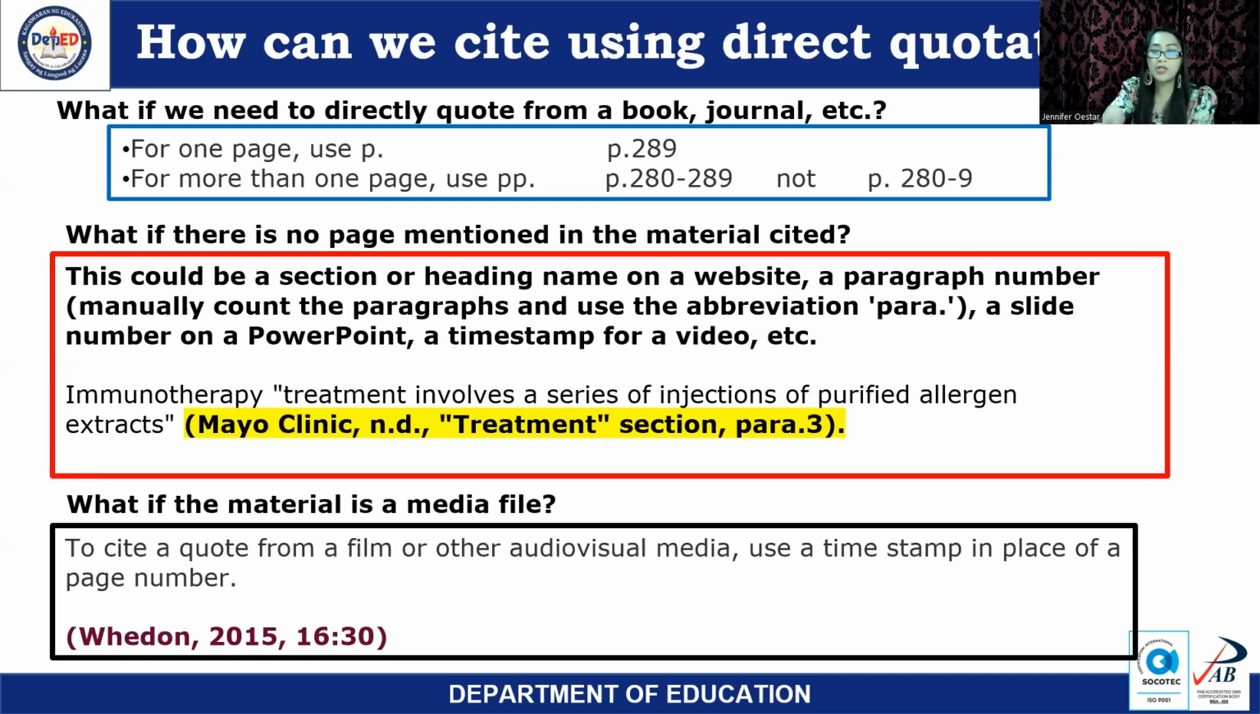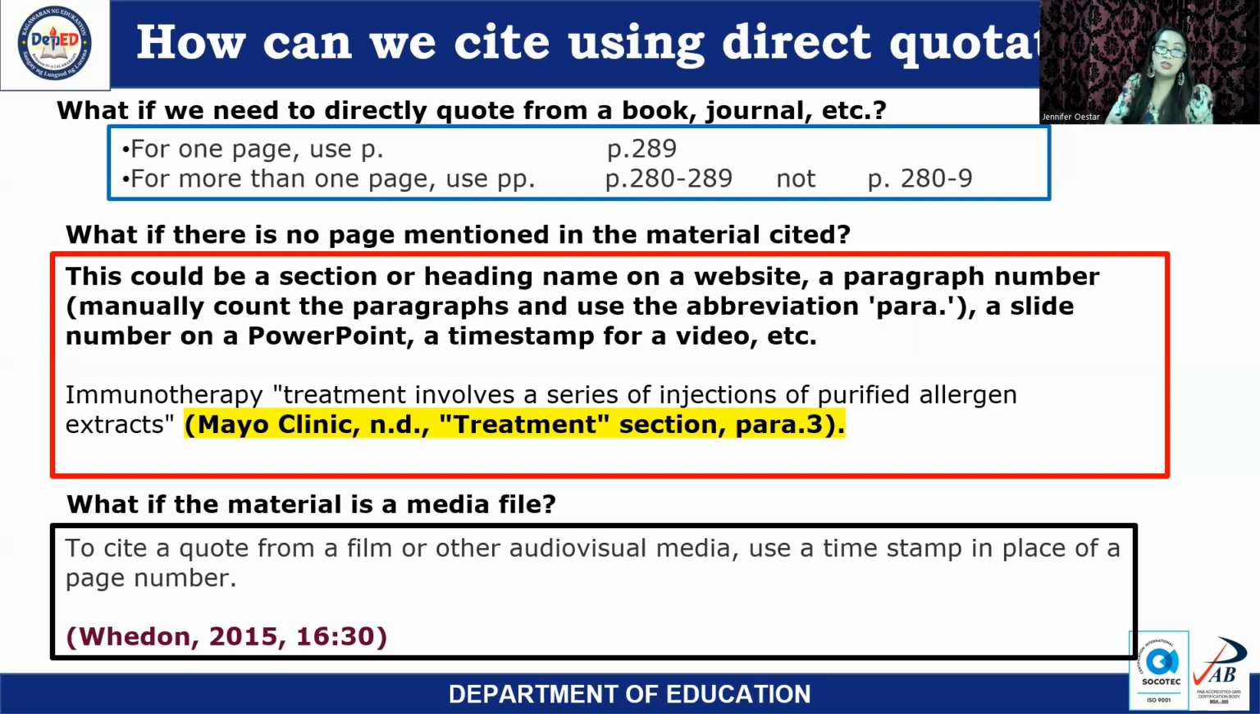What if there is no page mentioned in the material cited? What can we do if there's no page? This could be a section or heading name on a website, or a paragraph number. Manually count the paragraphs and use the abbreviation para. Or a slide number on a PowerPoint, a timestamp on a video, etc. If there's no page, we have to count manually what paragraph the item appeared in. It could be time if it's a video or an MP3 and so on. And if it's a PowerPoint, what's the number of the slide?